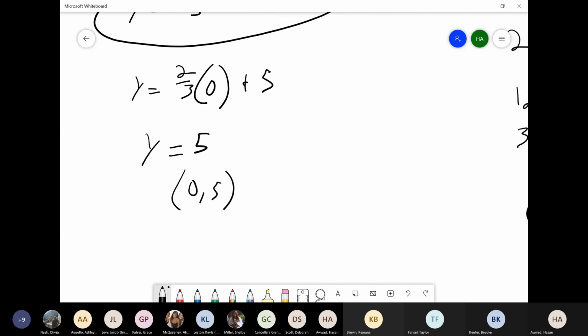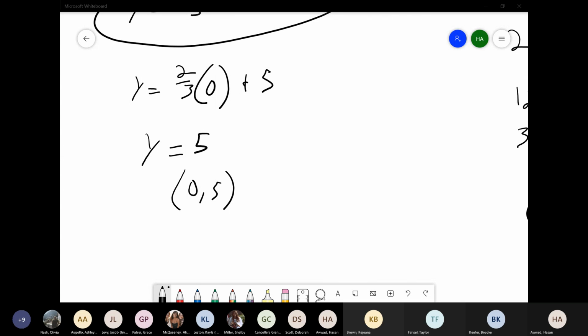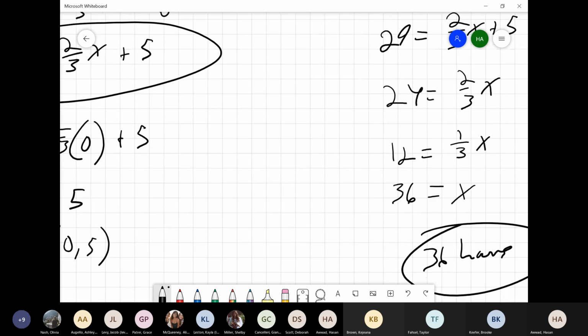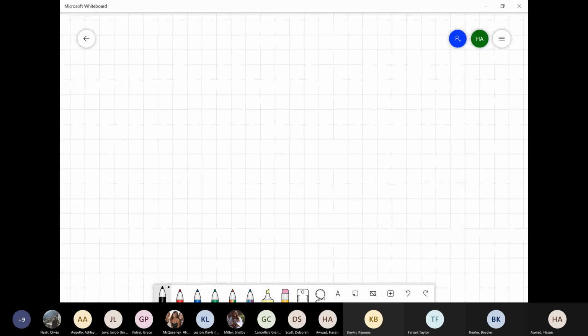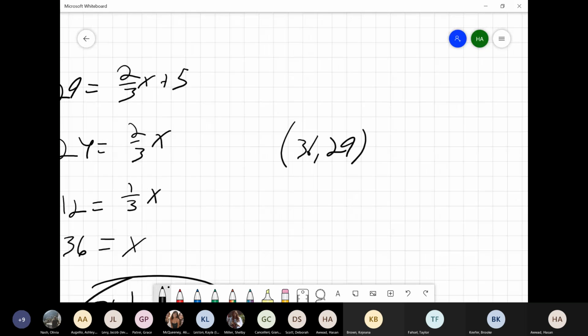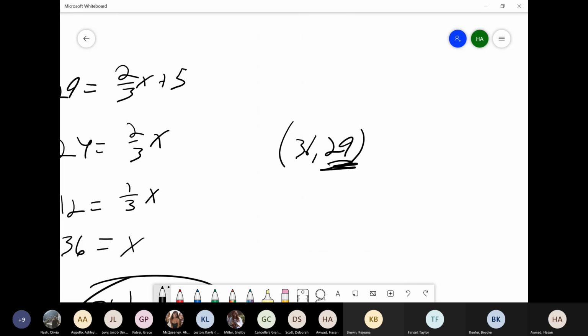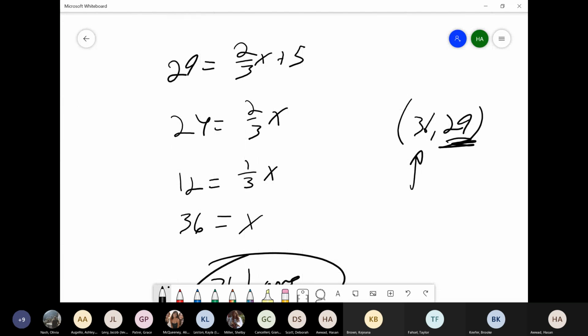And then the second question was asking us in particular how many hours it would take from the beginning of the experiment to hit 29 cells. So to hit 29 cells, we knew that 29 was our y component. We were looking for the x component of that ordered pair. So to find the x component, we're just solving for x when y is 29. And when we did our calculations, we got 36. So it takes 36 hours to hit 29 cells.